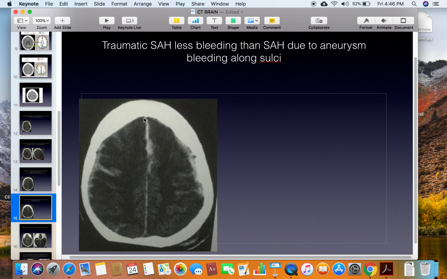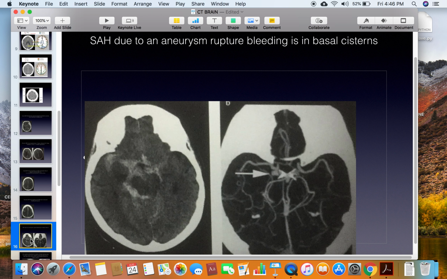This is an example of subarachnoid hemorrhage. Remember, this is blood along the sulci of the brain. Now, this is because of trauma, but bleeding due to a ruptured aneurysm can also cause subarachnoid hemorrhage. But I will show you an example.